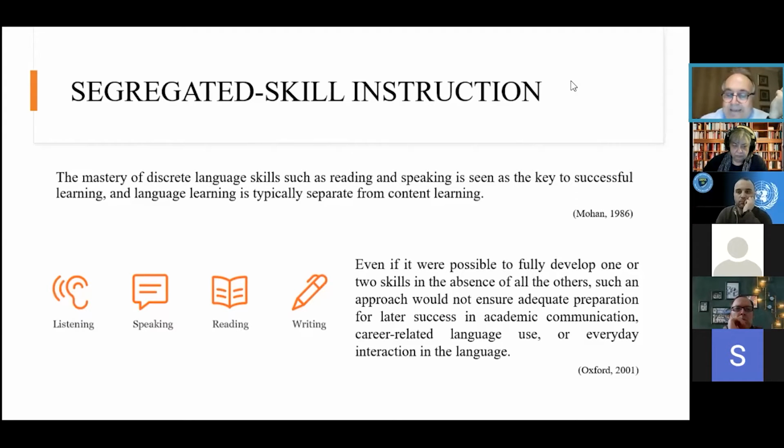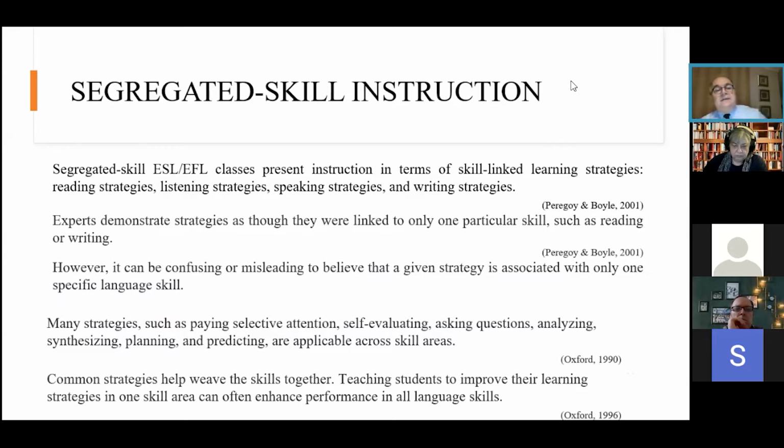So what happens in our classes? Segregated skill EFL or ESL classes present instruction in terms of skill-linked learning strategies. What do I mean by strategies? Rather than teaching the function of the language, they focus on certain strategies of reading, writing, listening, or speaking. But experts demonstrate strategies as though they were linked to only one particular skill, such as reading or writing.